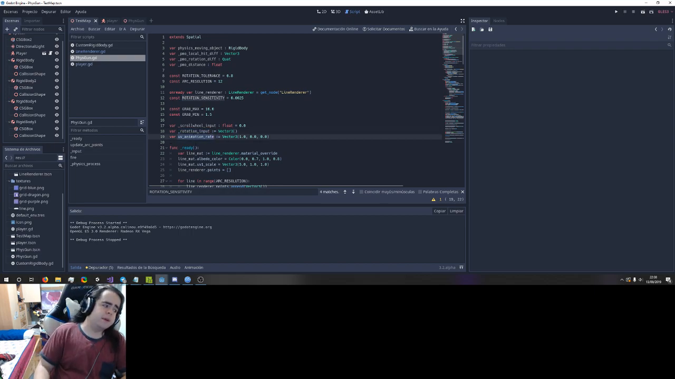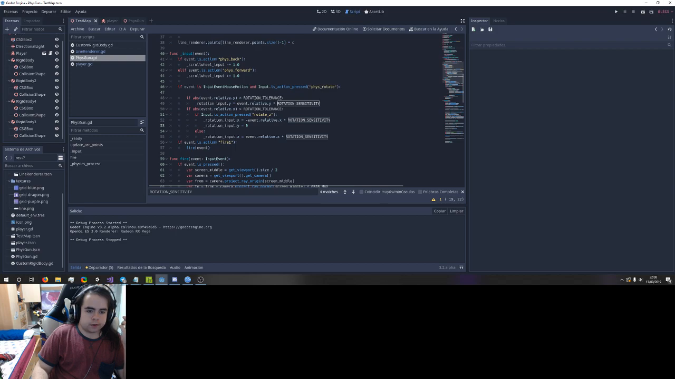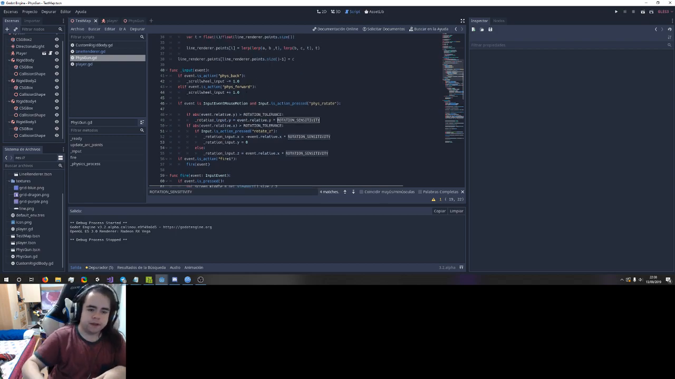Then there's the UV animation rate, which is used for the laser itself, so it has this motion, like the texture moving, because it's a looping texture, so it looks really nice. So here we have the input, of course, as I explained, this is just taking all the information and storing it so that the physics process can use it.